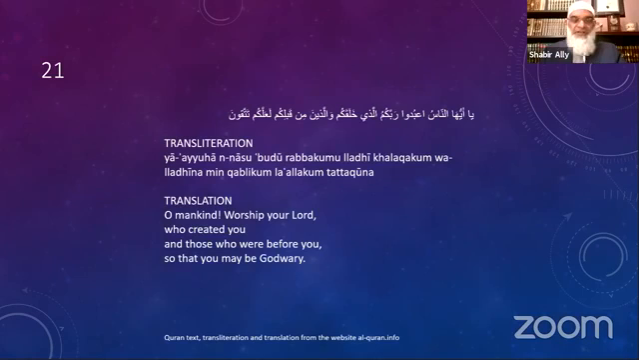So let me begin then by reading this in the Arabic. أعوذ بالله من الشيطان الرجيم. بسم الله الرحمن الرحيم. يا أيها الناس اعبدوا ربكم الذي خلقكم والذين من قبلكم لعلكم تتقون.